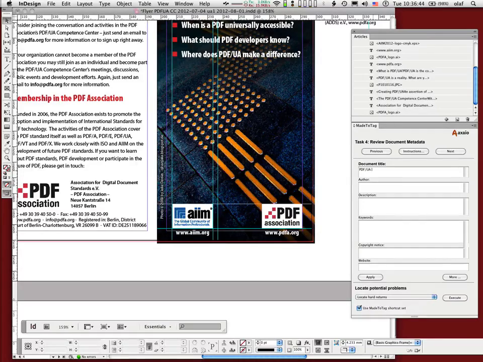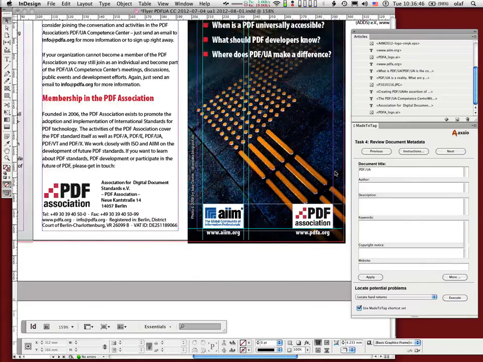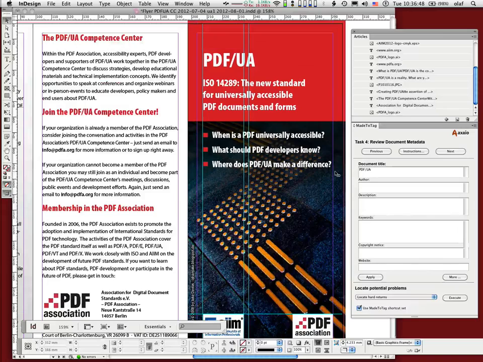So this is what do you want to call it? Maybe PDF/UA is a bit short. Maybe pick up the text. Probably a typo or two, but anyway, you get the point. It's required by the PDF UA standard.